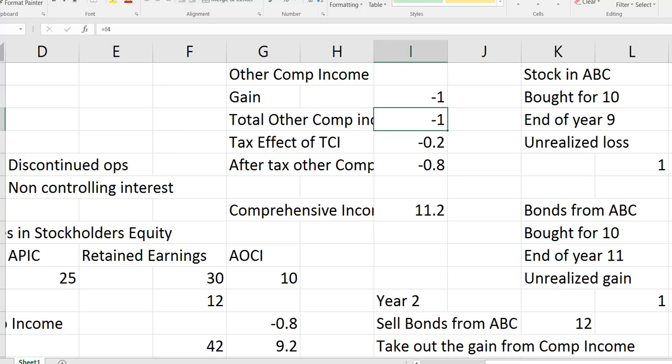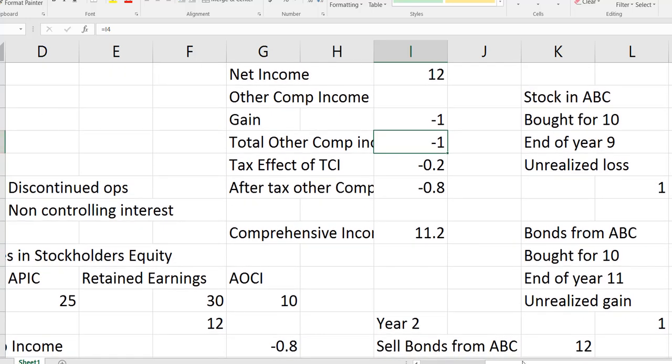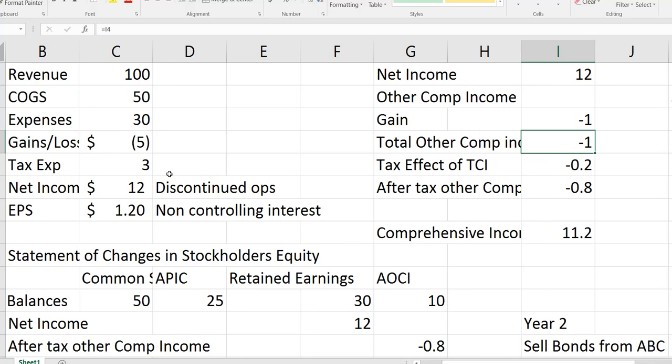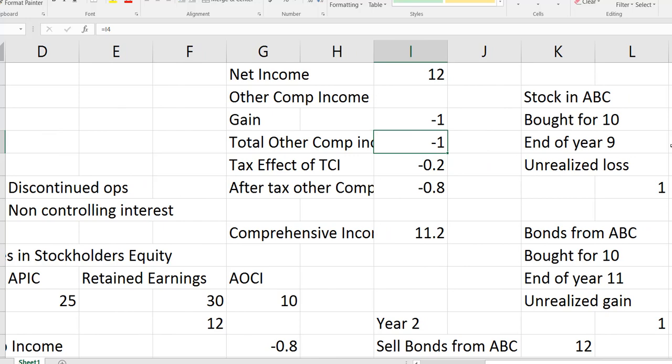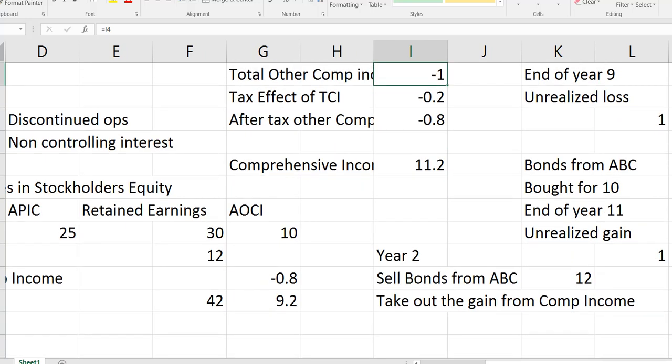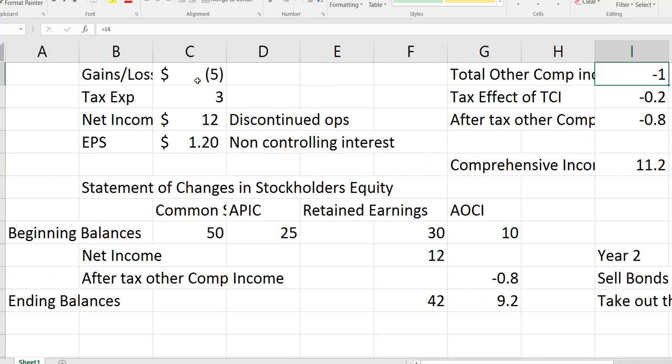So now you have the $2 gain in net income and your minus gain, if you will, taking it out of comprehensive income or other comprehensive income. So that otherwise you're going to count it twice. Because if you look at this, the real increase is what? From 11 to 12 for this year 2. All right? So we take the 1 out of here and we put the 2 over here.